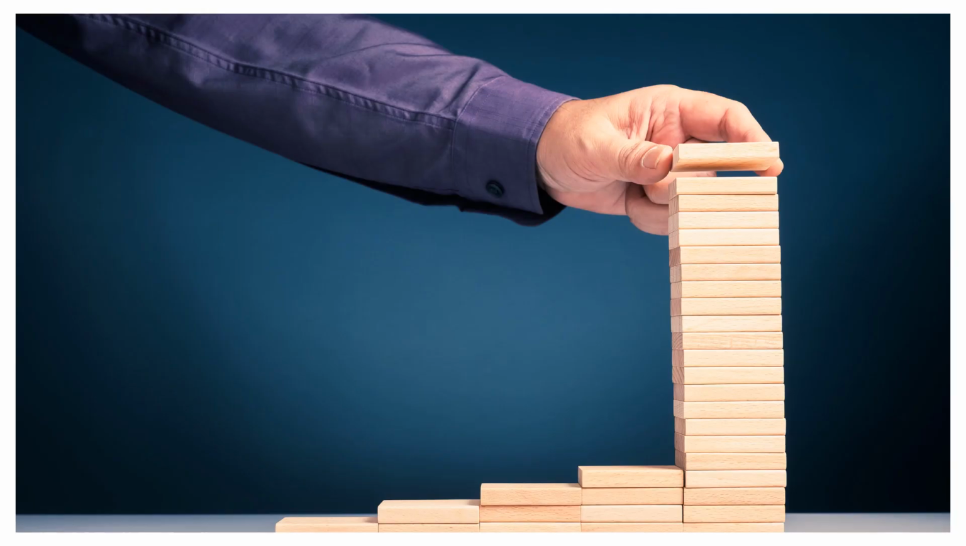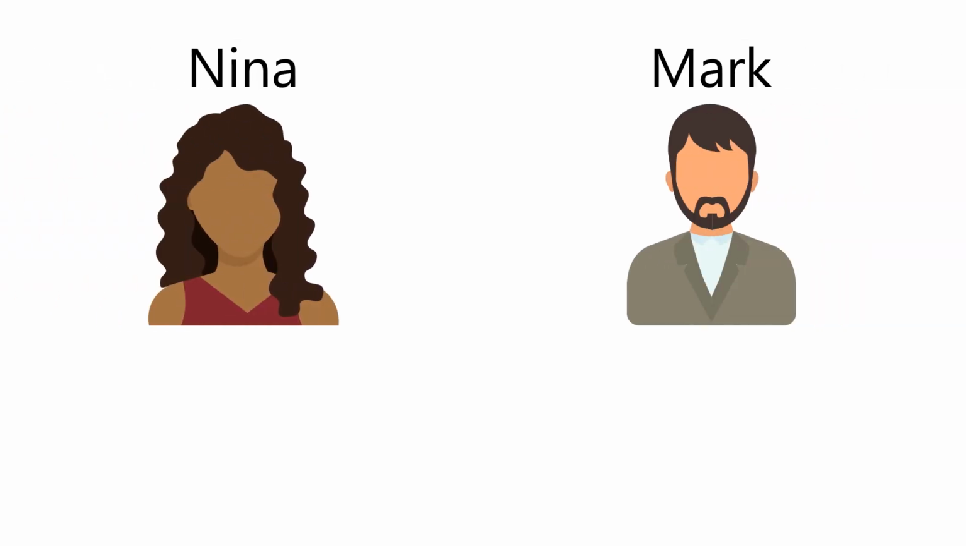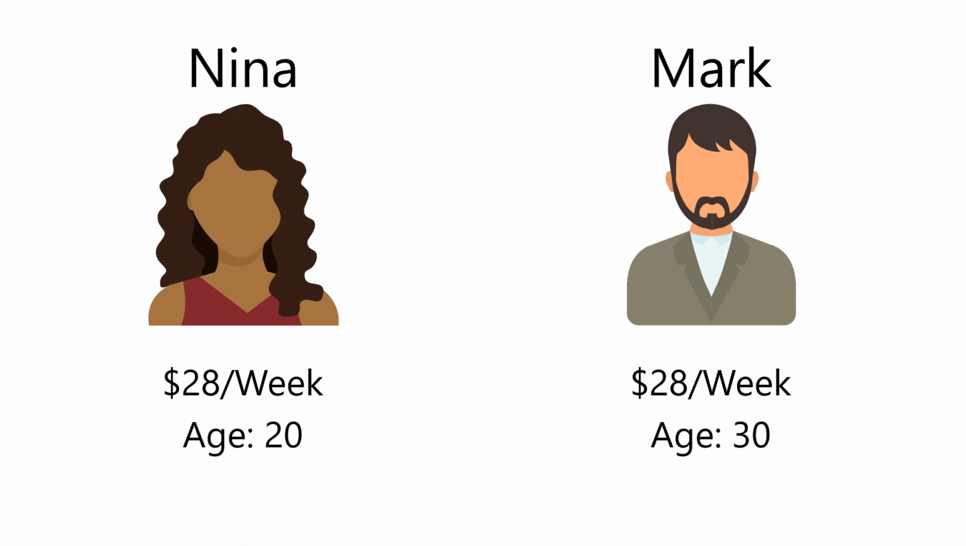Most people fail to take advantage of the power of compounding, the multiplying power of growth times growth. Let's take a look at compounding in action. We have two friends, Nina and Mark. They both are able to save $28 a week or $1,456 a year. But Nina is able to start earlier at the age of 20 while Mark starts at 30.